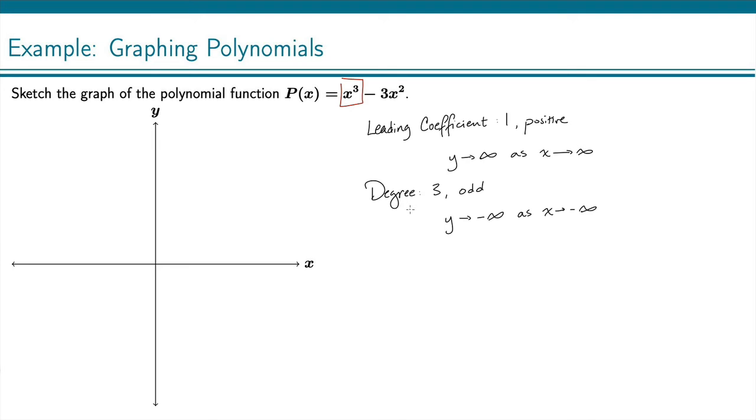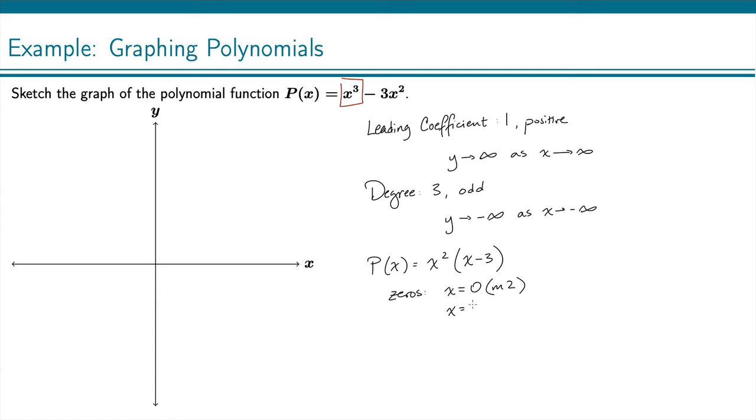Okay, then after our leading term gives us all of that information, we're ready to factor our polynomial. If we factor this, we can factor an x squared out, giving x squared times x minus 3. And from this we determine our zeros. We've got x equals 0, and that has a multiplicity of 2. I'll just put that in parentheses so remember that.